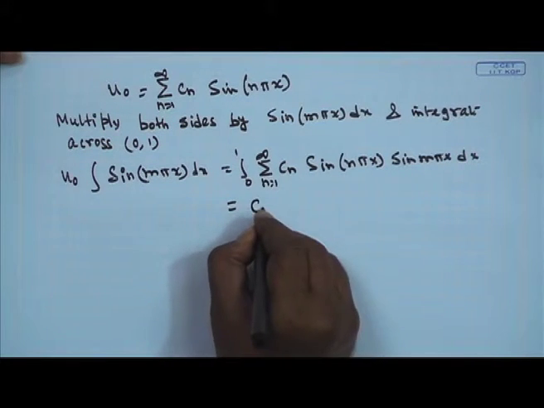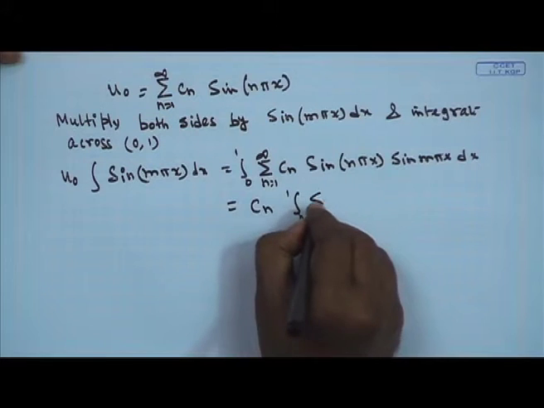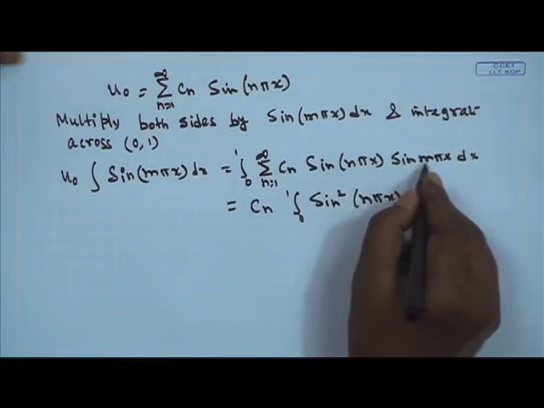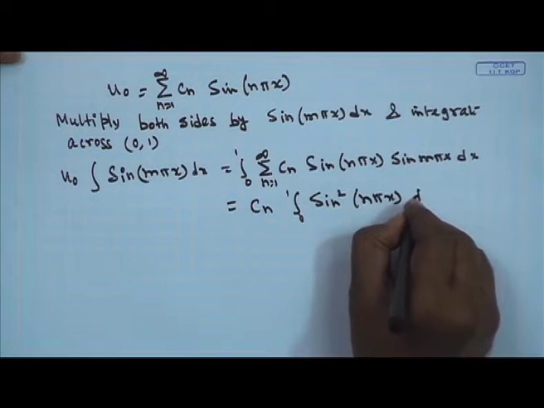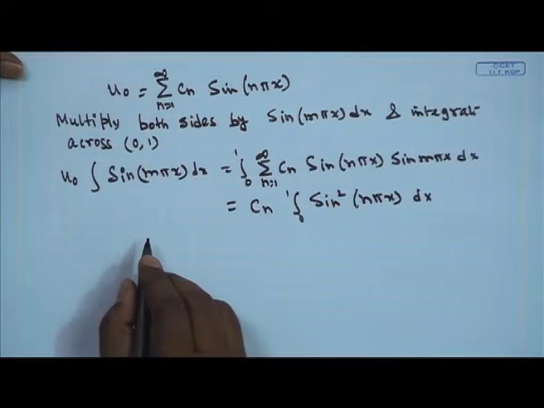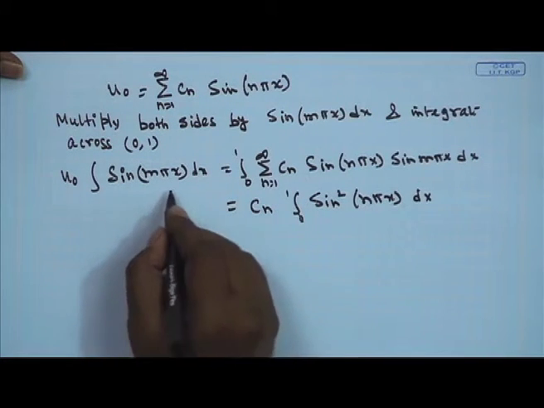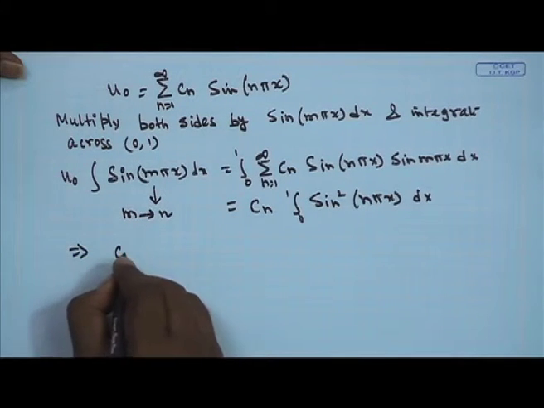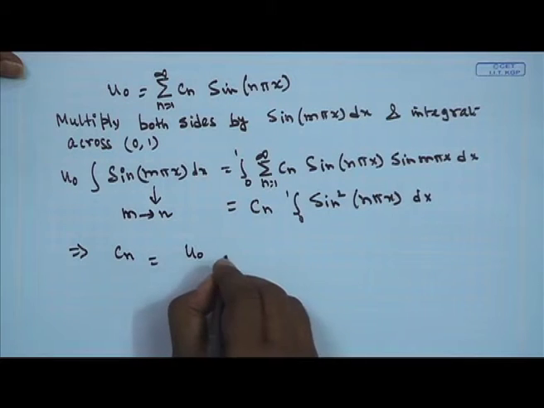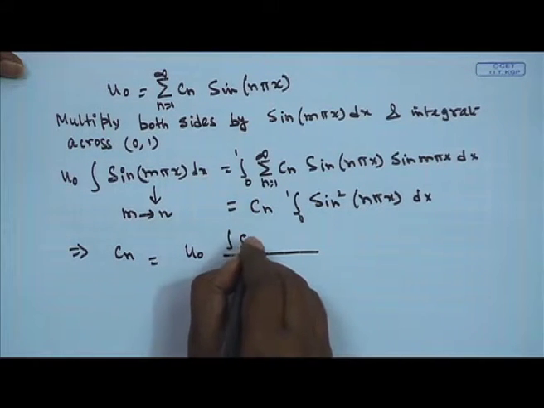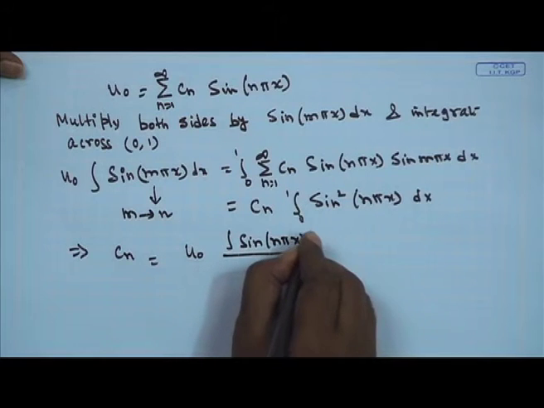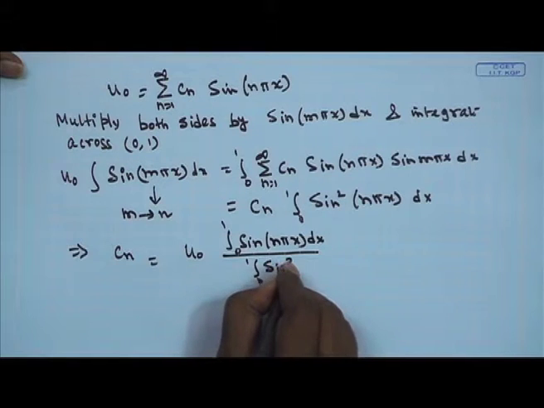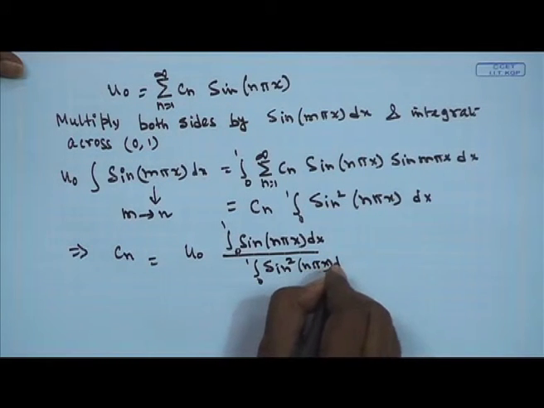So, only one term will survive in this infinite series on the right hand side, that will be m equal to n. So, Cn times the integral from 0 to 1 of sin n pi x sin n pi x, that is sin square n pi x dx. And now we change the running variable m into n. So, what we will be getting is Cn is equal to u0 integral sin n pi x dx from 0 to 1, divided by the integral from 0 to 1 of sin square n pi x dx.